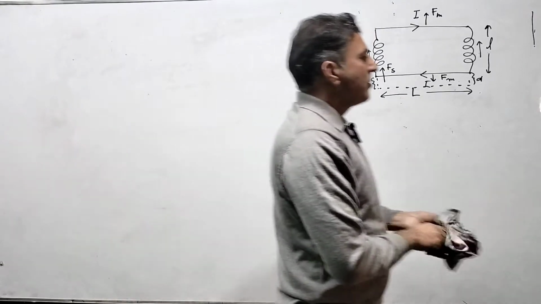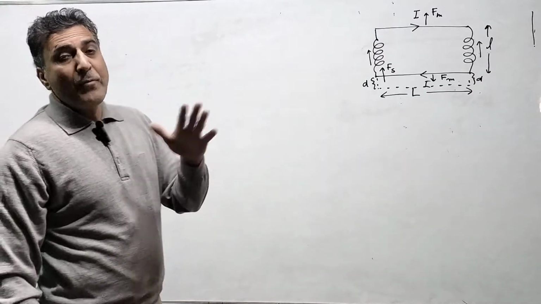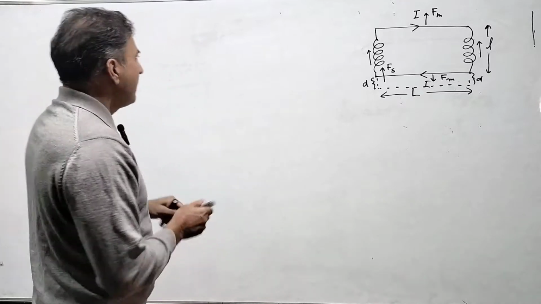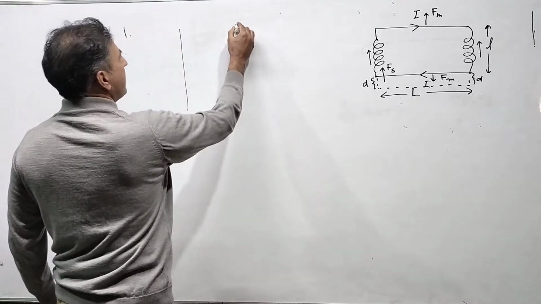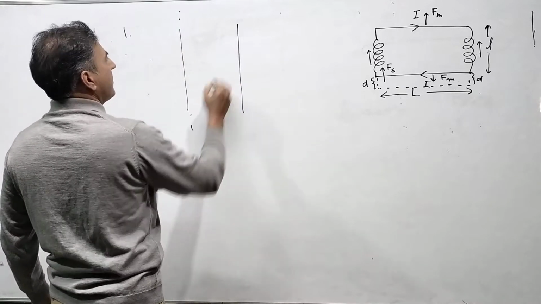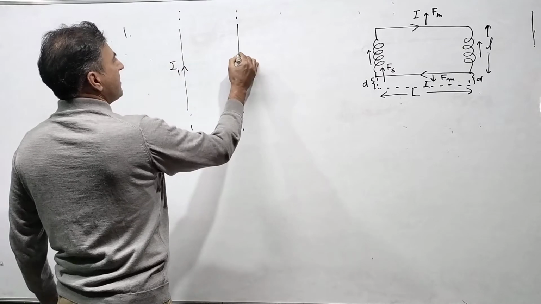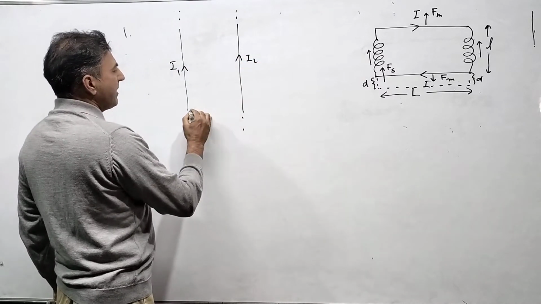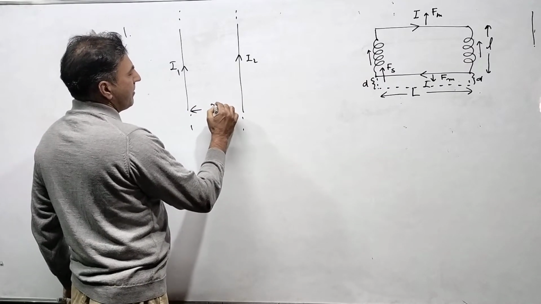Very simple. In order to solve this problem, I must explain to you a few concepts before we solve it. The concept is like this. Number one concept: if these are two current carrying infinitely long conductors, this carries current I1, this carries current I2, and the distance between them, let me suppose, is R.